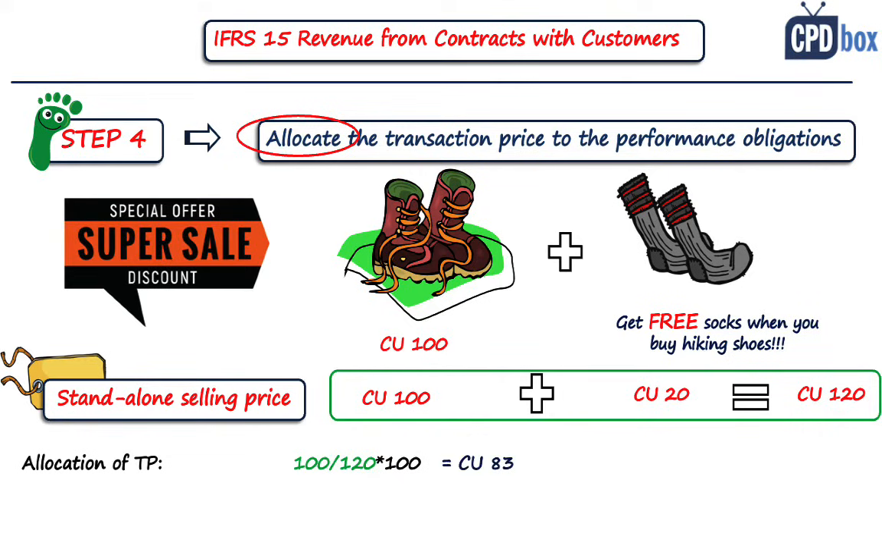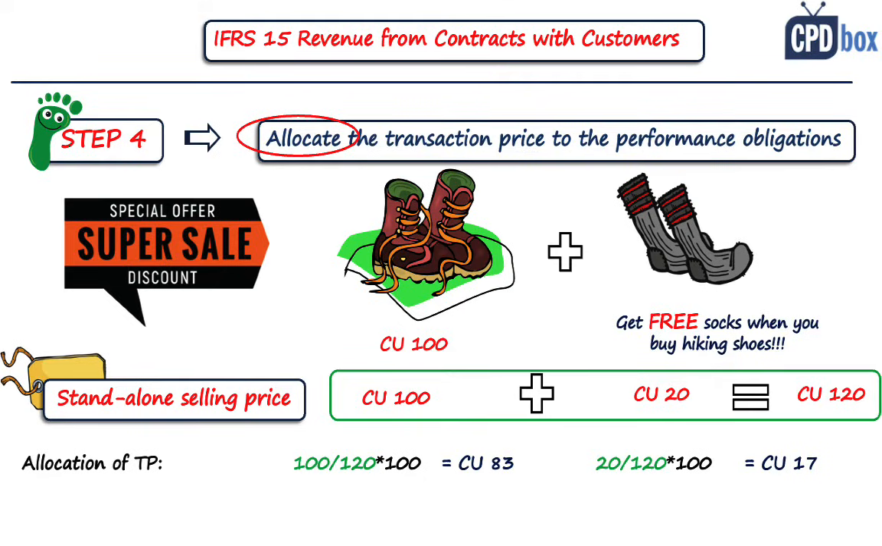So I get about 83 currency units allocated to the shoes. And to socks, I do the same. I use the fraction of standalone selling price of socks of 20 divided by total standalone selling price of 120 and multiply with the transaction price of 100. So I get 17 currency units allocated to socks. Sorry for my rounding here.